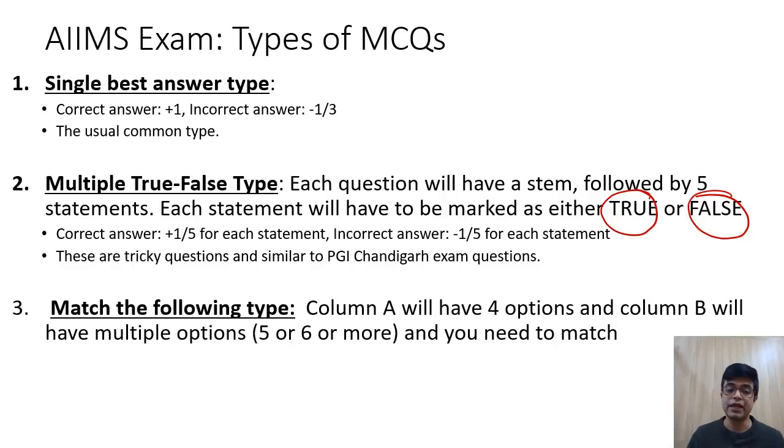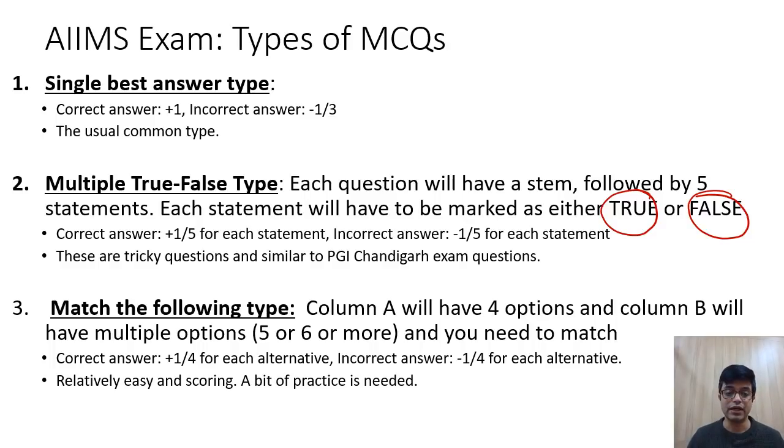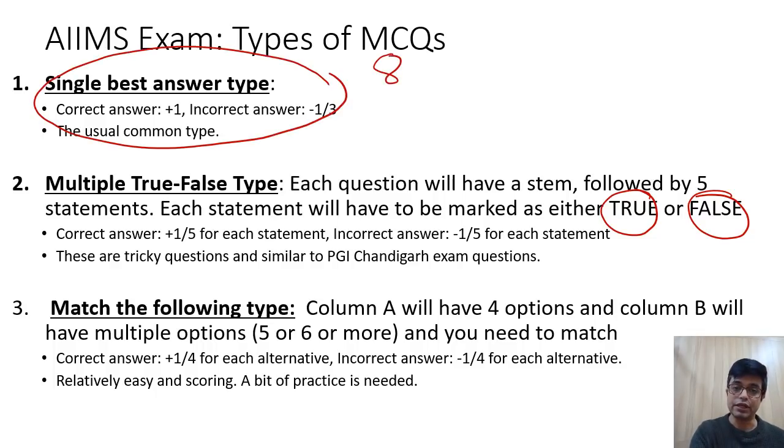Third type of question which is asked in AIIMS entrance, there will be match the column type. Column A will have 4 options, column B will have 5 to 6 options, and you need to match correctly. Correct for each correct alternative +1/4, for each incorrect alternative -1/4. They are relatively easy and scoring, a bit of practice is needed.